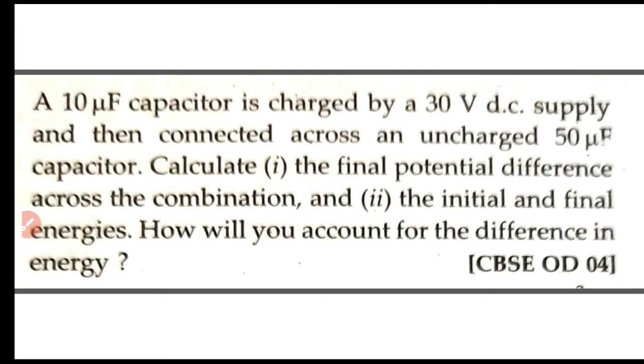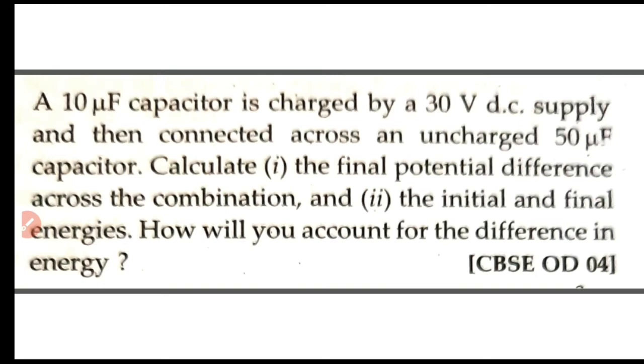Now, based on that logic, we have the problem. A 10 microfarad capacitor is charged by a 30 volt DC supply and then connected across an uncharged 50 microfarad capacitor. So here, both the capacitors are not charged. Only one capacitor is charged, that 10 microfarad capacitor. It is charged by a 30 volt supply. So what will be the charge on the capacitor? We can find it using the equation Q equal to CV. You are asked to find the final potential difference across the combination and the initial and final energies.